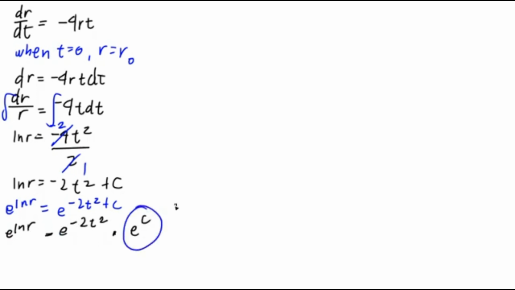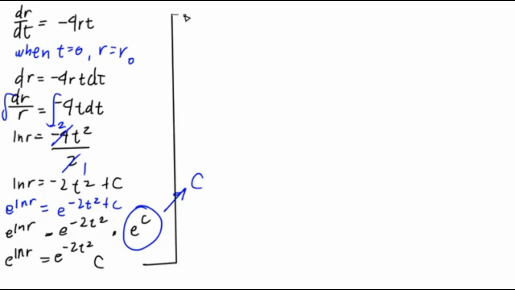So, ang e raised to c, alam natin na c siya. So, palitan natin ng c. Magiging e raised to ln r is equal to c e raised to negative 2t squared. So, alam natin na ito is equal to r. So, solve natin. Magiging siyang r is equal to c e raised to negative 2t squared.